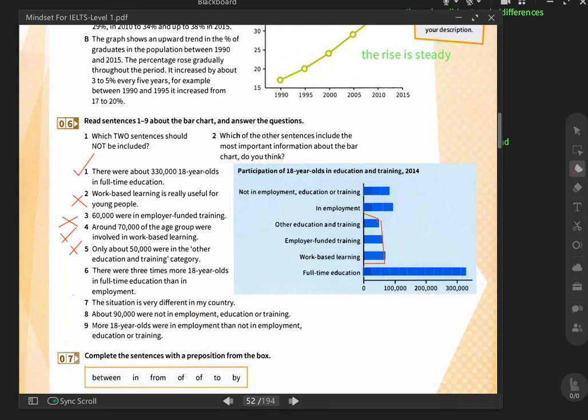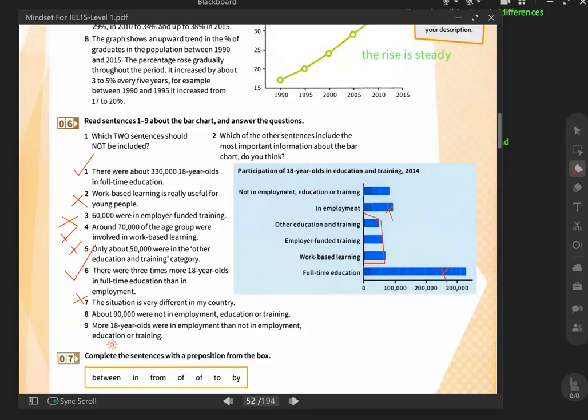Yes. There were three times more 18-year-olds in full time education. Comparison. I like it. So, full time education, and we have employment. Employment, full time comparison between this and this. Perfect. We need it. 7. Mm, no. Definitely no. What is this? The situation is very different.